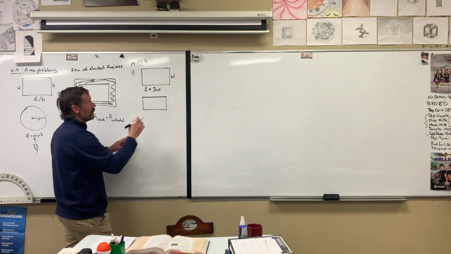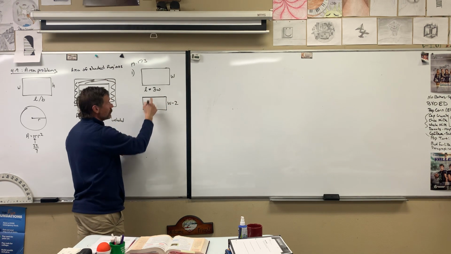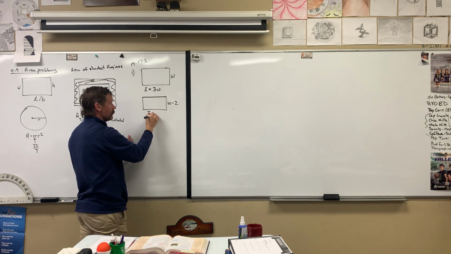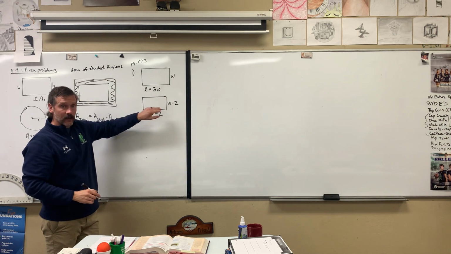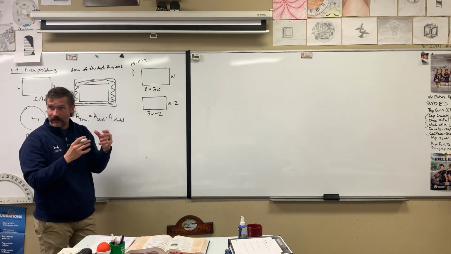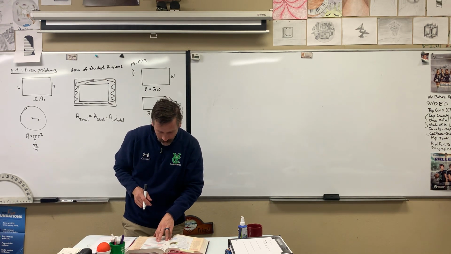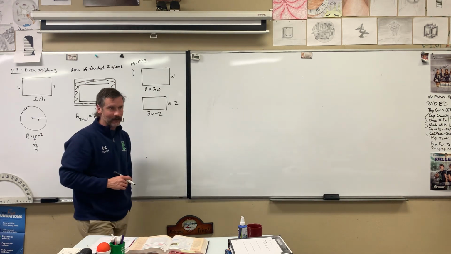Subtracting. So instead of W for the width, what is it going to be? W minus 2. And then instead of the length being 3W, what is it going to be? 3W minus 2. So now I have 2 rectangles with all the information, at least for the dimensions given to us.